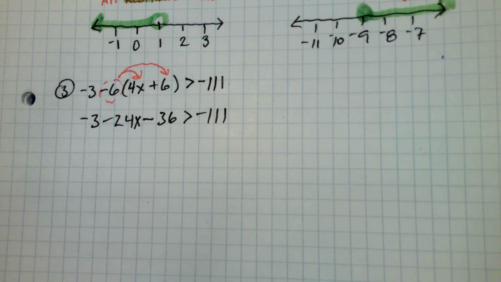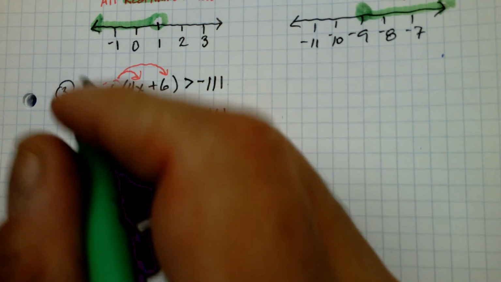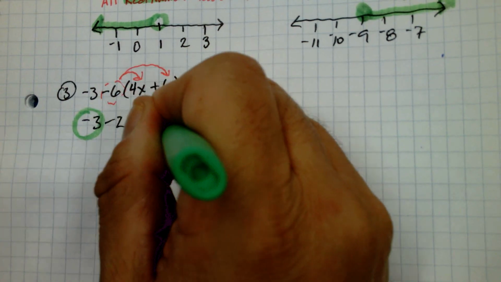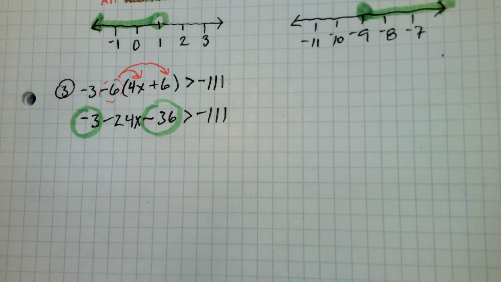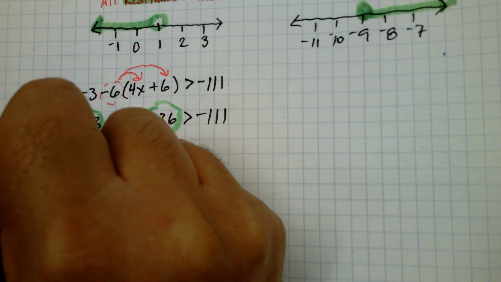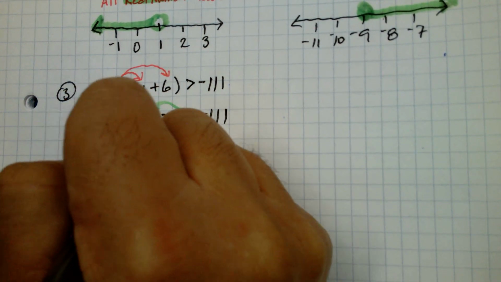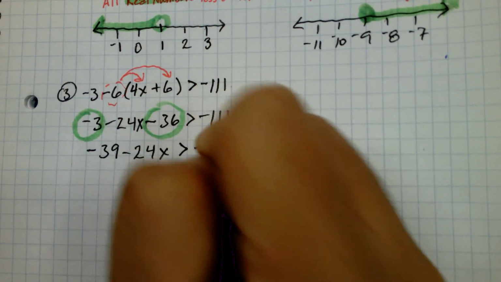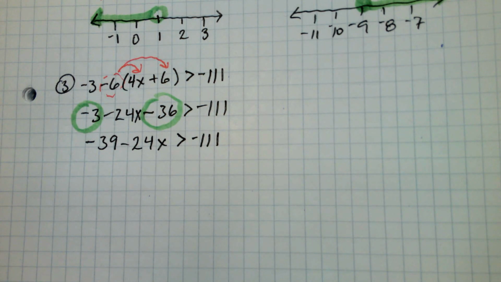So after that, we distribute, combine like terms. Can we combine like terms? Yes, we sure can. We got -3 here, -36 there. Let's combine those. -39. So I'll just put that here. -39 minus 24x is greater than -111. Okay. Let's get down to a 2-step equation. So let's go ahead and get rid of that.